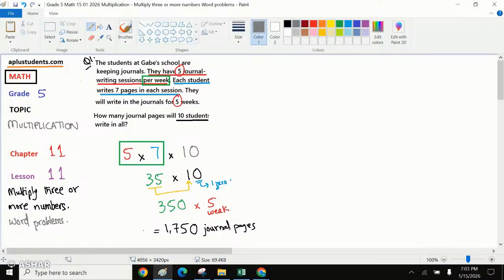Or we could have simply done 5 multiplied by 7 multiplied by 10 multiplied by 5 in a single go. But since this question has two values that are 5, it might confuse us, right? This was sessions per week. And this was 5 weeks because this work was done for 5 weeks, right? So just to identify between the values, we did them separately, okay?